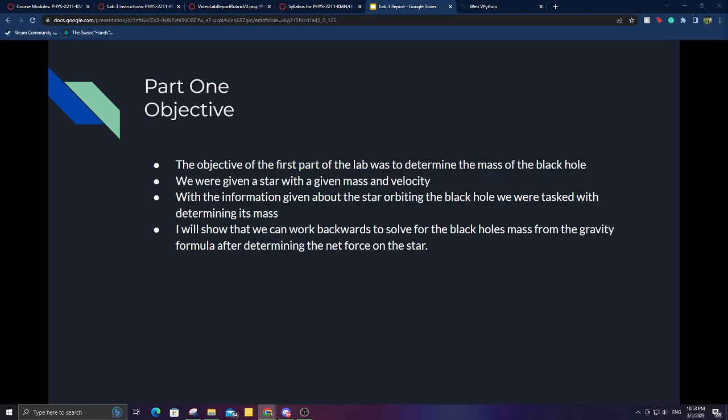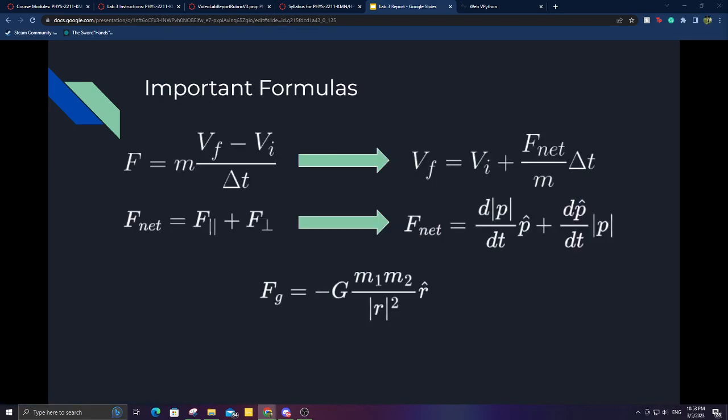In part 1 of Lab 3, we were given a model of a star orbiting a black hole of an unknown mass m, with the star being the system and the black hole being the surrounding acting on the star. Given the star's mass and velocity, we were tasked with determining the mass of the black hole. Over the course of the report, I will explain that to find the mass of the black hole, we must first separate the forces acting on the star into parallel and perpendicular forces, and then, from there, work backwards to find the mass with the force of gravity formula.